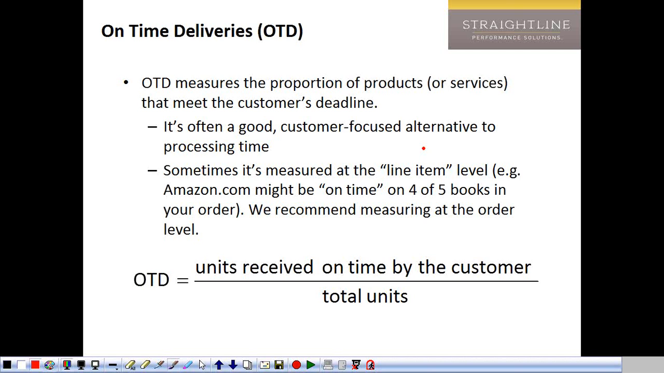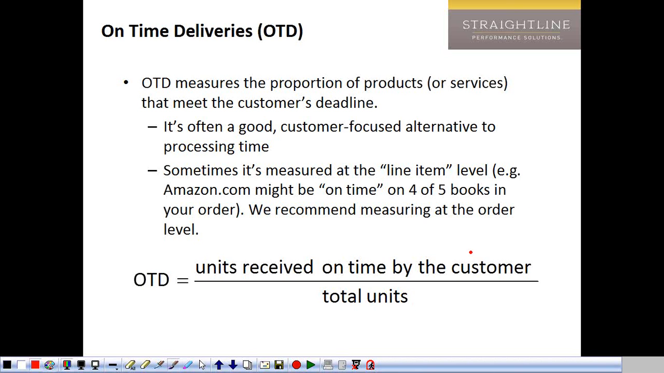If I add up, or if I aggregate, all of my deliveries for a day, or for an hour, or for a shift, then I get a number, and that's usually a proportion of on-time deliveries. So if we look at on-time deliveries, generally speaking, over whatever time unit we're looking at, say a day or a month, we're looking at the total units received on time by the customer, divided by the total units that were actually shipped.